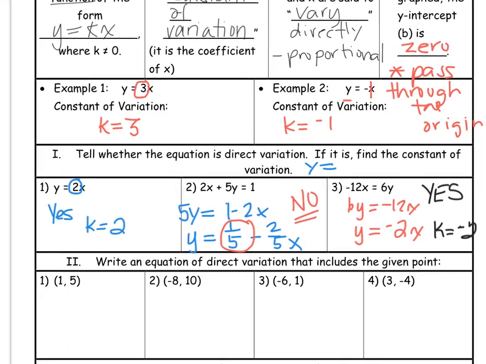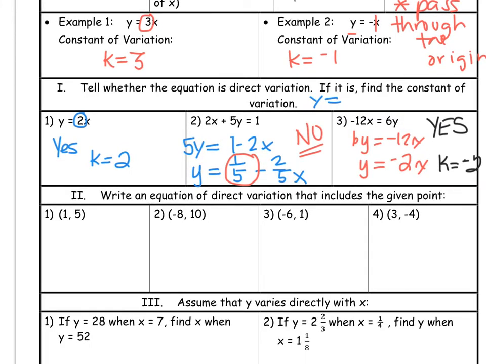Okay, so what happens when we have points and we don't have an equation? So we have two options here. The first option, we know that y equals k times x. So I know that x is 1 and y is 5, so I can just plug them in and solve for k. And when I do that, I get k equals 5 divided by 1, and k equals 5. So I could write this equation as y equals 5x.